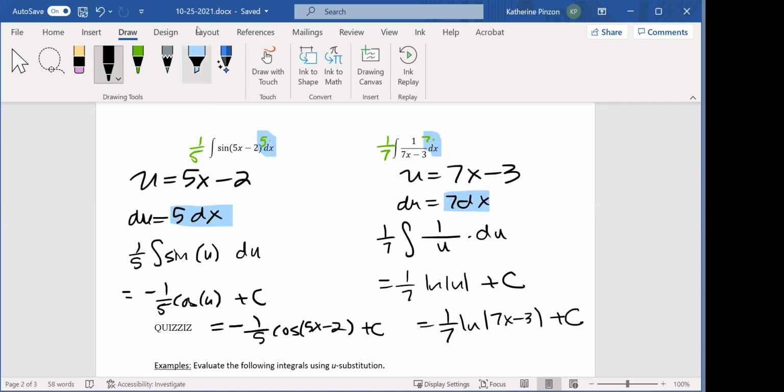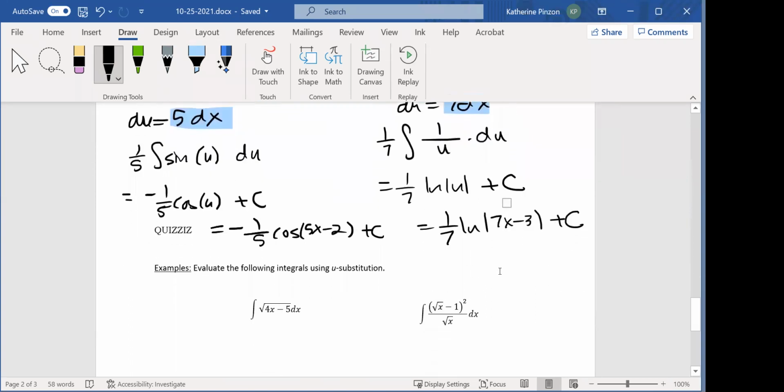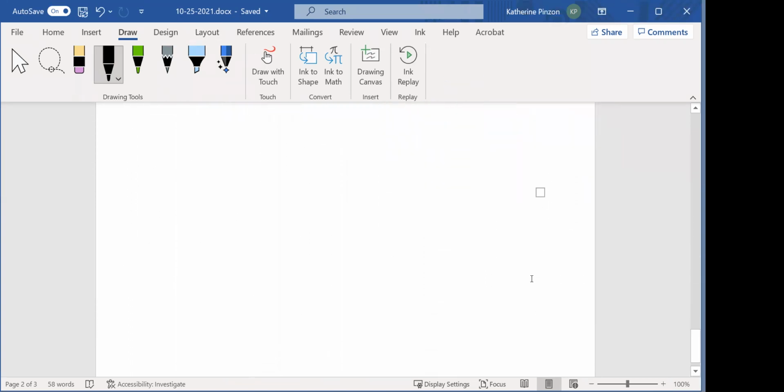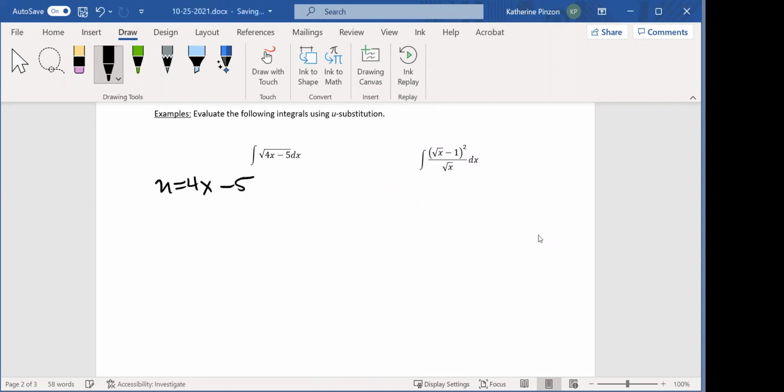Okay, we're gonna up our game a little bit with 2 more. Let's just pick our u's. So let's not do the whole thing yet. Let's just pick our u's. So for the first one, what are you gonna pick your u? 4x minus 5, right? Stuff inside a power, stuff underneath the square root, stuff in the denominator. So in my first one, I'm gonna pick my u to be 4x minus 5. How about for the second one? What do you think your u is gonna be in the second one?